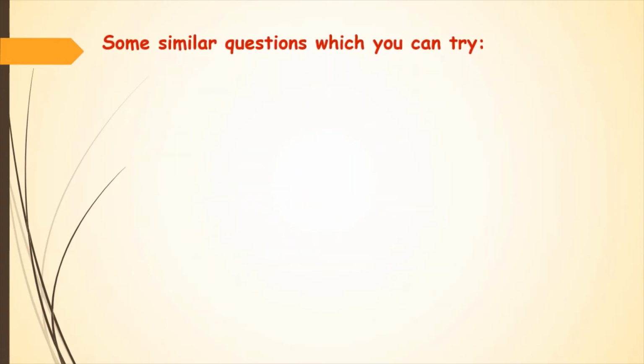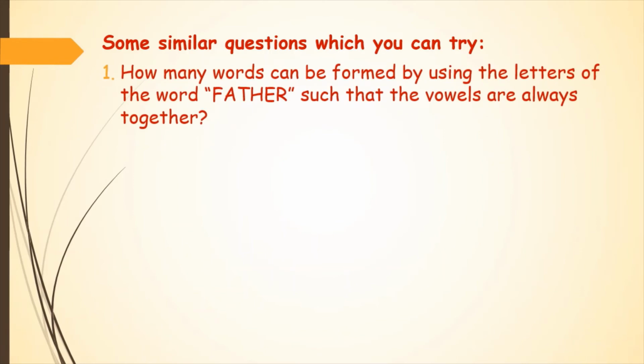Now we will see some similar questions which you can try on your own. Question number 1. How many words can be formed by using the letters of the word father such that the vowels are always together? Like the previous problem, here we will take the one object as the group of vowels and the consonants can be considered as individual objects.